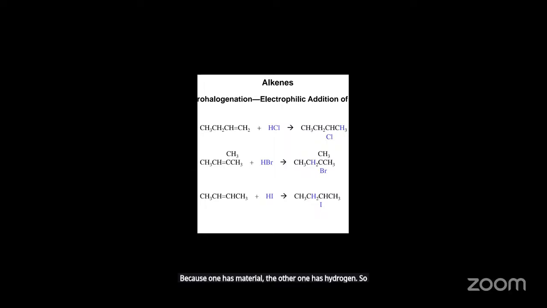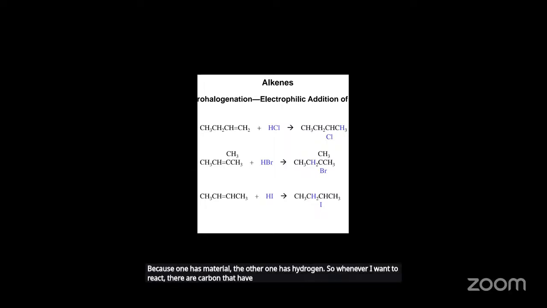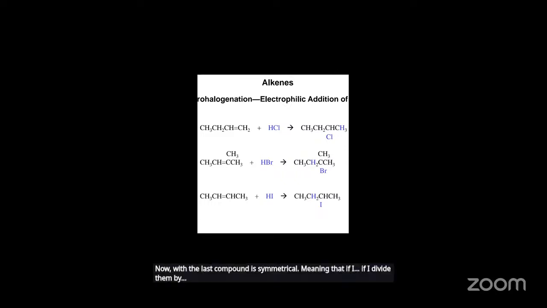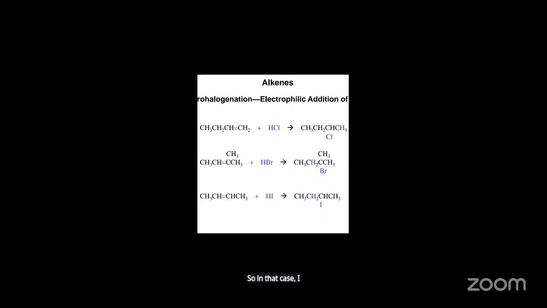So whenever I want to react, that carbon that has hydrogen will be given hydrogen. The one that does not have hydrogen and has methyl will be given halide. Now, the last compound is symmetrical, meaning that if I divide them by the double bond, they are giving the same thing. So in that case, I can add my hydrogen anywhere and add my halide anywhere. So in that case, I don't need Markovnikov's rule for the reaction. So I hope we understood what Markovnikov's rule is all about.